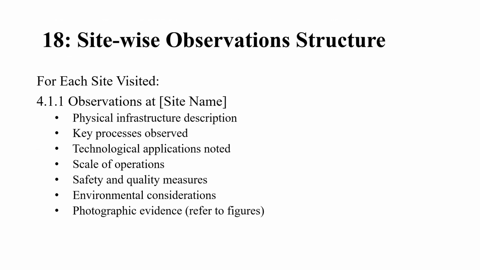Now, what all you have to include in the site-wise observation structure. So first, if you were visiting a site, name the site, then what kind of physical infrastructure they are using, what are the key processes being performed at that site, what kind of technology is being deployed at that site, then the scale of operation. Are those setups small scale, medium scale, or large scale? Then the safety and the quality measures that were taken. And finally, the environmental considerations. And for all this, if you have the photographic references or the evidences, that way your report looks better.